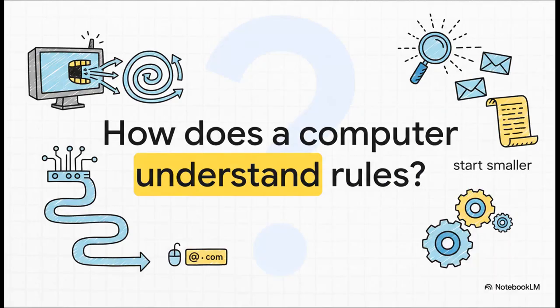So it really all boils down to this one single question. How do we take a complex idea, something like "find all the email addresses on this page," and translate it into a set of simple, foolproof rules that a machine can follow without ever getting confused? To answer that, we have to start smaller. I mean, much, much smaller.